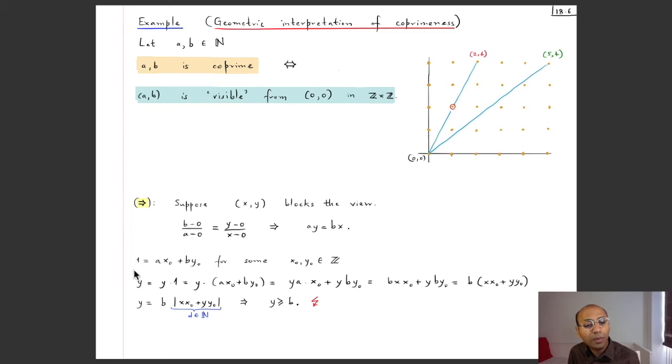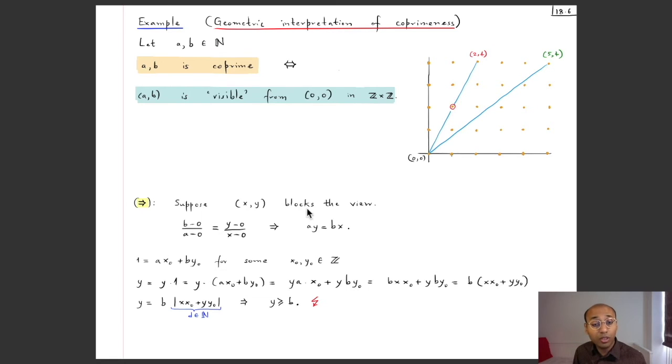So if I multiply throughout by y, then I get y is equal to y times 1, of course, and this 1 is really ax0 plus by0. And now if I use the distributive law, I get ya times x0 plus yb times y0. Okay, and ya we know is equal to bx, ay is equal to bx. So if I substitute that, then I have bx x0 plus yb y0, and we notice that b is a common factor. So if I take that out, then I'm left with something.